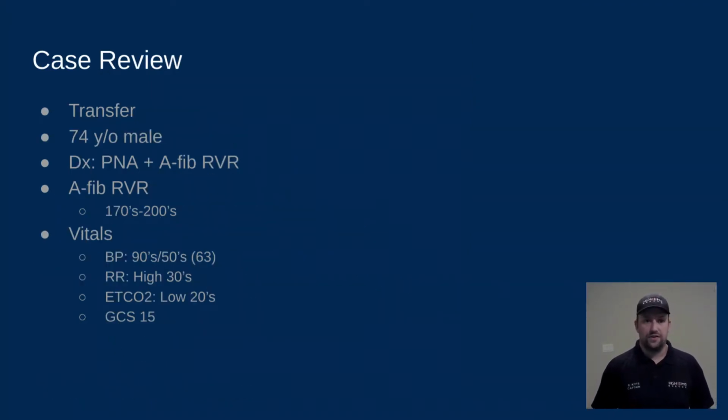Let's look at a case review. You're taking a transfer on a 74-year-old male. He is diagnosed with pneumonia and AFib RVR. For the AFib RVR, his heart rate has been in the high 170s to the low 200s. Vital signs have been pressures 90s over 50s with MAPs in the low 60s. His respiratory rate has been in the high 30s, end-tidal in the low 20s, but his mentation has been maintained throughout. GCS is 15, A&O x4.